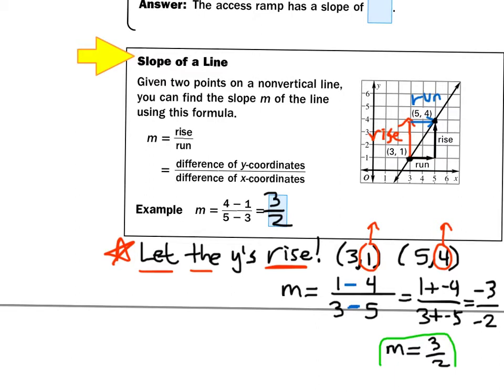Now what's really nice too is it doesn't matter if you switch the points around. And I want to show you up here, this is what your book did. They just said 4 minus 1 gave them 3, and 5 minus 3 gave them 2. They still got the same answer, 3 over 2. So you just have to remember, let the y's rise.